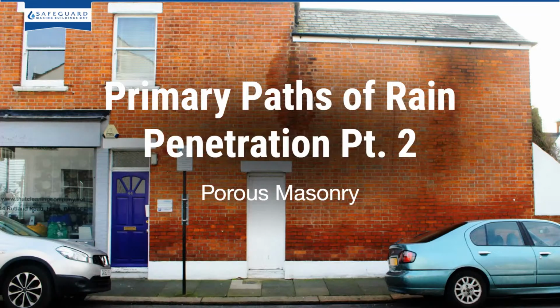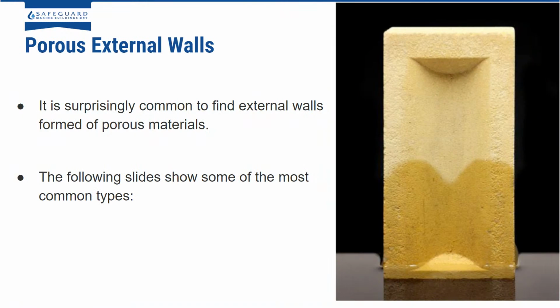Now we're going to look at porous masonry, which is another common path for rain to get into a property. As we know, it's actually quite surprisingly common to find external walls formed of porous material. Bricks themselves, if you take a common flettons brick, can absorb about 20% of their weight in water. So if you imagine a standard wall, the amount of water that can suddenly be absorbed by it is a lot of water.